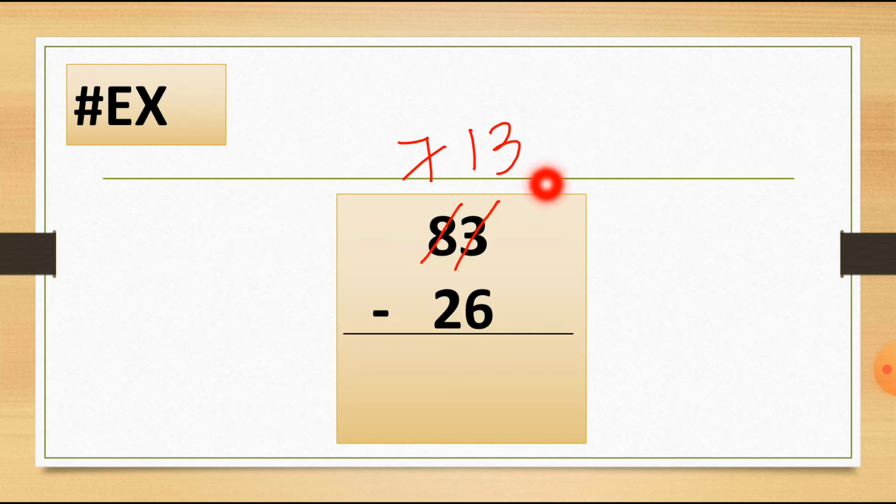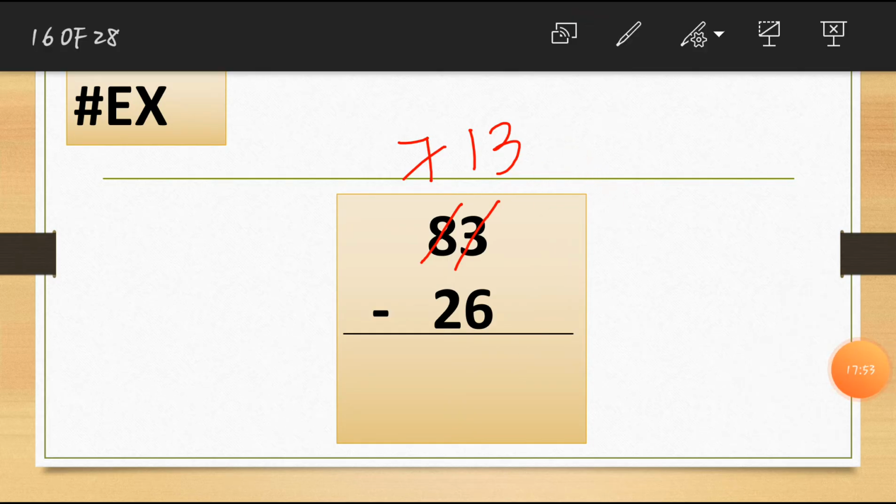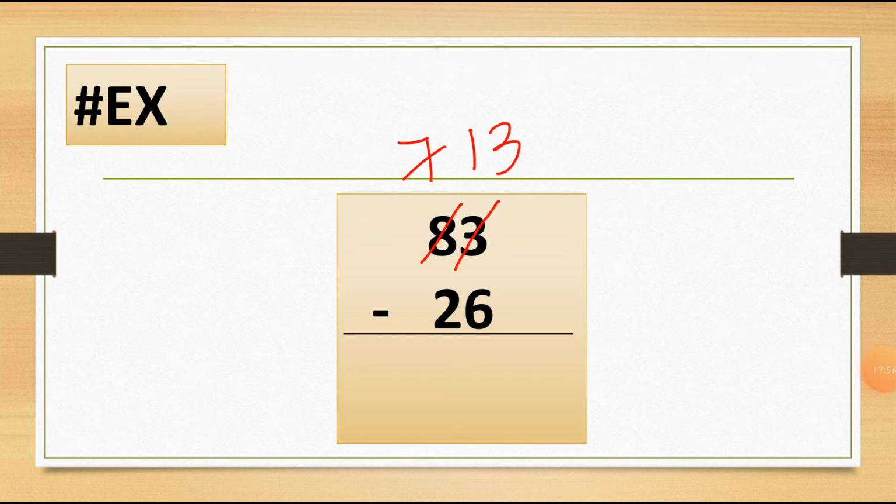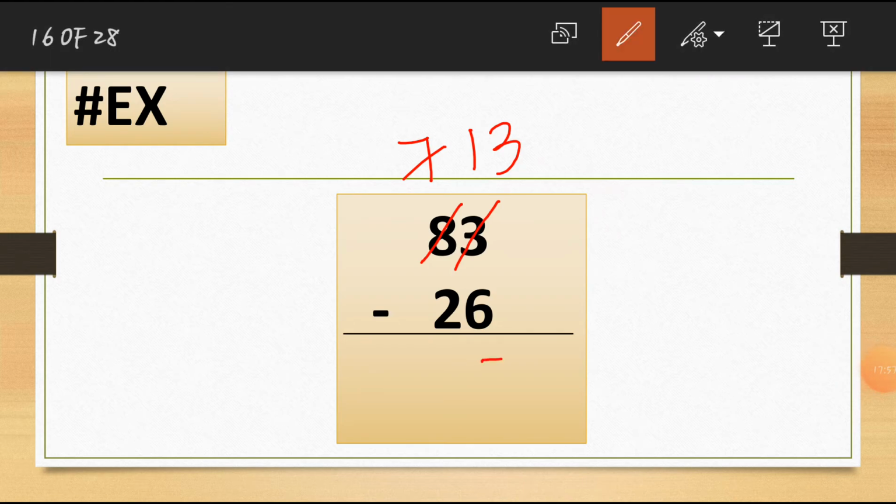Now let's cut the numbers. Here is the 13 number. We have to cut a 6 number from it. So how much is it, students? 13 minus 6. Let's write down the answer. Students, 13 minus 6 is equal to 7. So I write the answer 7 here.